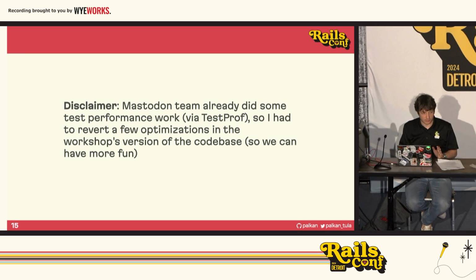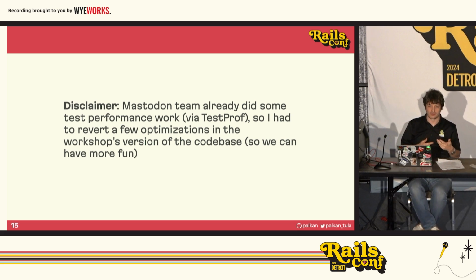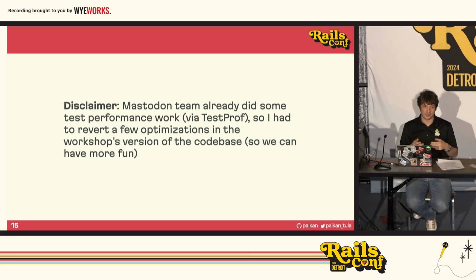One quick disclaimer: as you can see, we're not using the Mastodon repository as the source code for our project. We have a history-less repository. That's because Mastodon is actually already using TestProf, and they applied several important optimizations, and I had to revert them to make this workshop more fun. So we're gonna rediscover them again and probably fix them in a slightly different way than they were fixed in the original codebase. But the good news is that there's some stuff that is not yet applied to the Mastodon codebase, so you'll be able to contribute to it after the workshop.